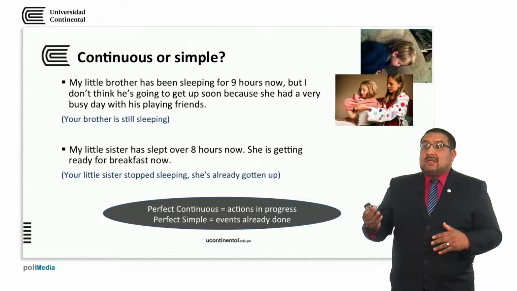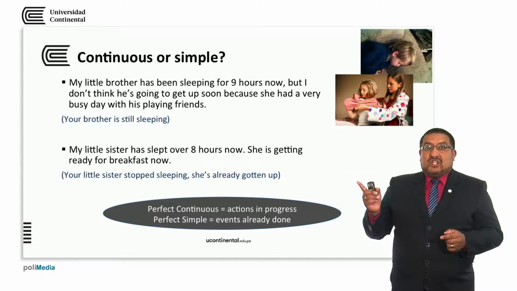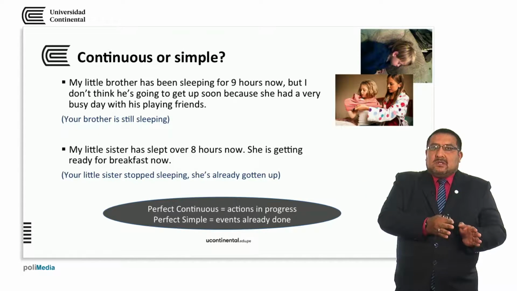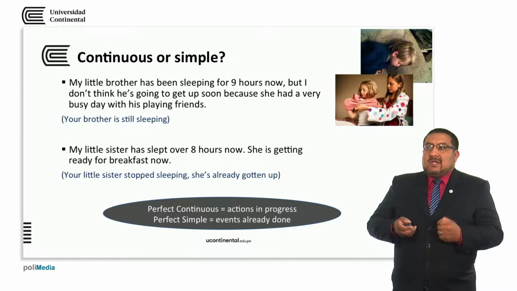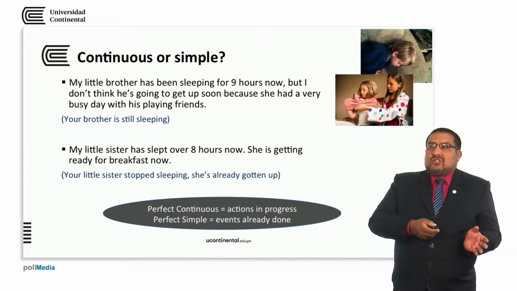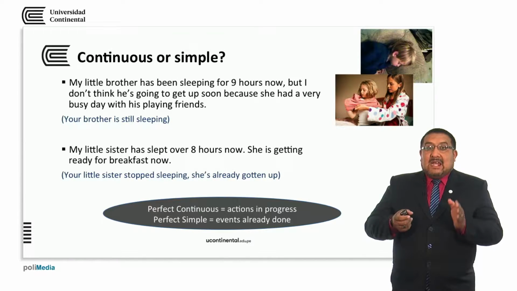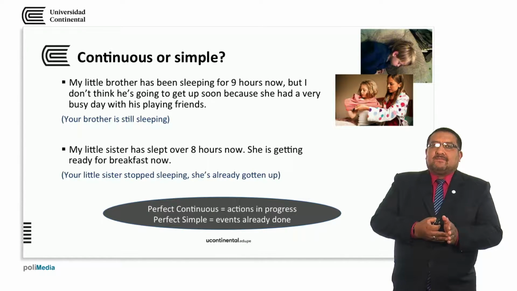On the other hand, you say, my little sister has slept over 8 hours now. She's getting ready for breakfast now. That means that she's not sleeping anymore. She has slept until now. Now she got up and she's getting ready to have breakfast. The present perfect continuous refers to actions in progress, and the simple present perfect refers to events that have already been done. Probably they will continue, or they will probably not.